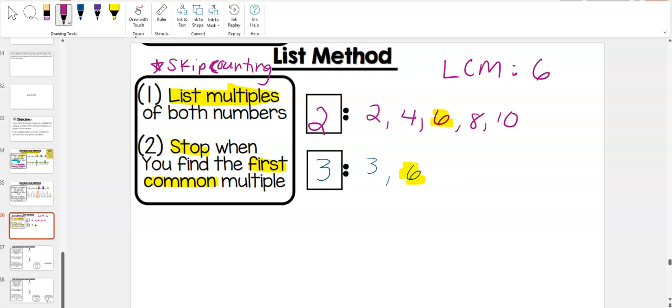So this is going to be the one that you'll probably use the most often, especially with those smaller, friendlier numbers, probably under 12-ish, maybe, friendly numbers that are in the tens. But you're going to probably use this one more often, listing the multiples.